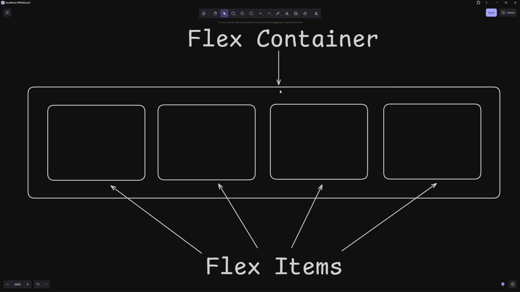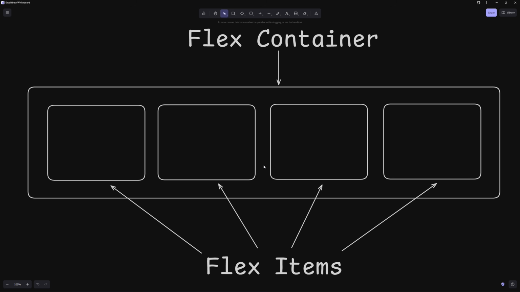In this container we will set the display to flex, which we will do in a moment. So this is the flex container, and inside of the container we will have some items, which are called the flex items. I might call them boxes, items, or so on, but the items which are inside of a flex container are called the flex items. I hope that makes sense.